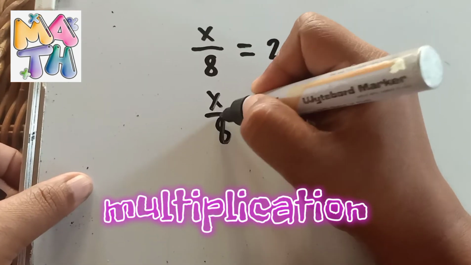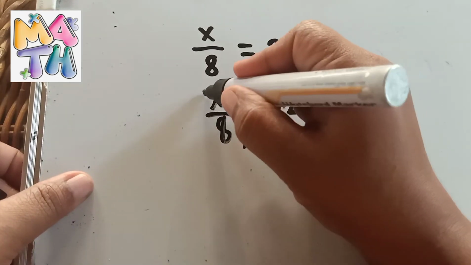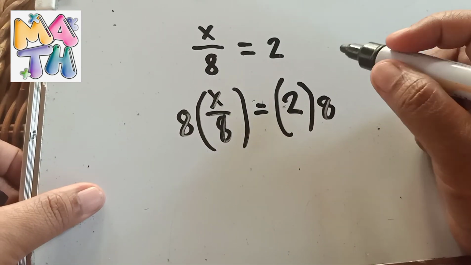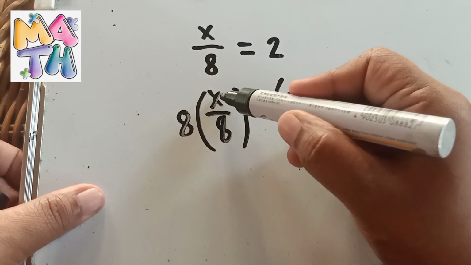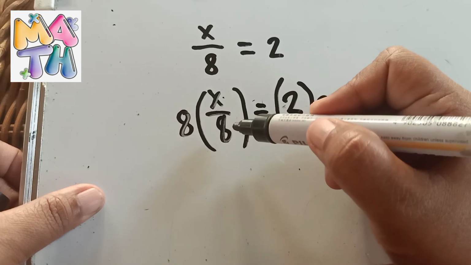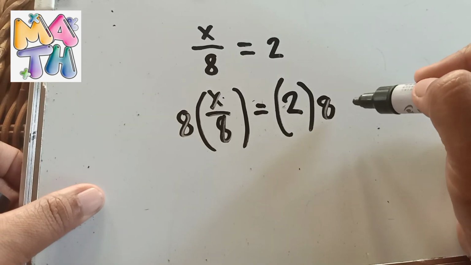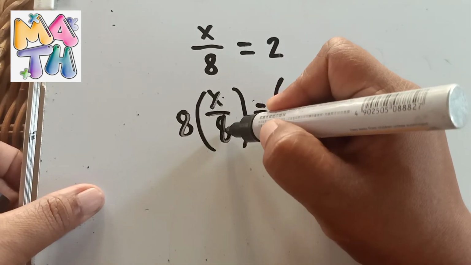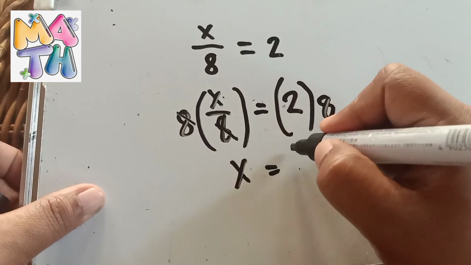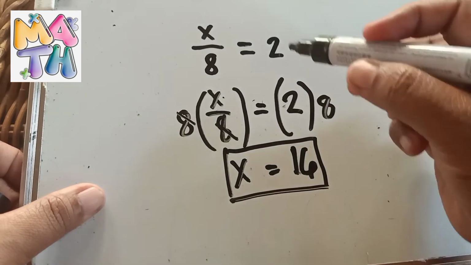So x over 8 equals 2. Then we are going to multiply both sides by 8, not just on one side, but both sides. Okay? Since the operation involved is division, we are going to do the inverse operation to both sides of the equation. That's why we multiply both sides by 8. So 8 divided by 8 is 1, so what is left is just x. 2 times 8 is 16. Is 16 really the value of x here?